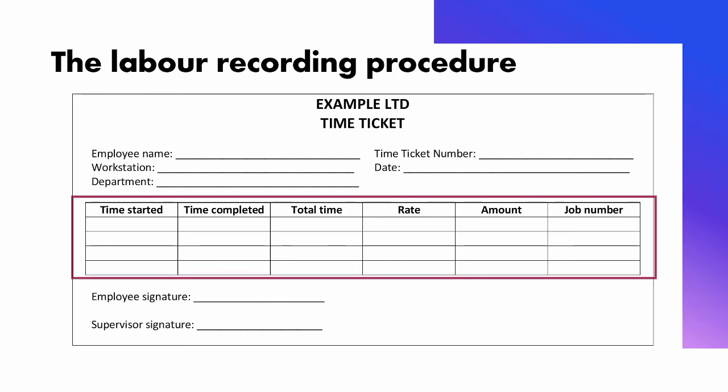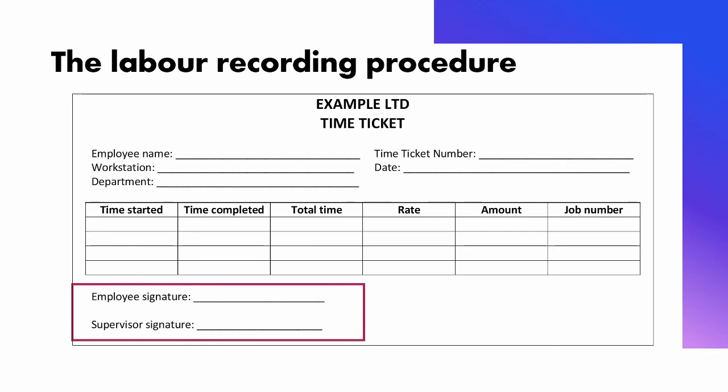In the next section, we see details around the times worked. We see the time started and completed, and based on this, we will calculate the total time worked. We also see the labor rate and total amount. Our final column then is the job number. This enables us to see the job the employee was working on, and hence the job to which the costs need to be allocated. Our final section is a space for the employee and supervisor to sign, again allowing for isolation of responsibility and authorization.